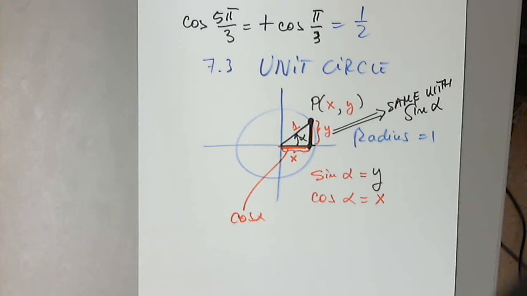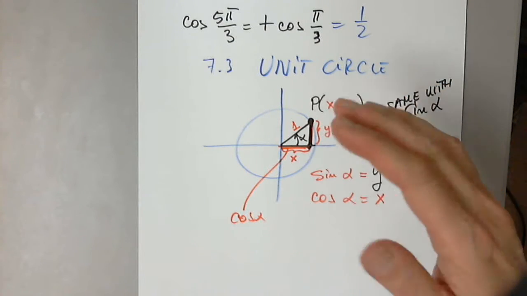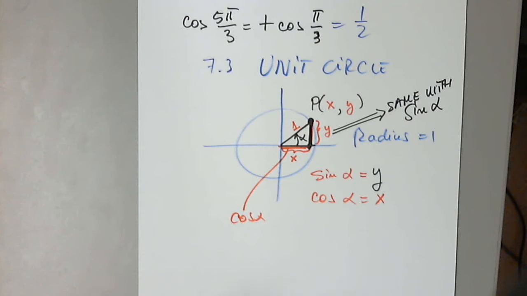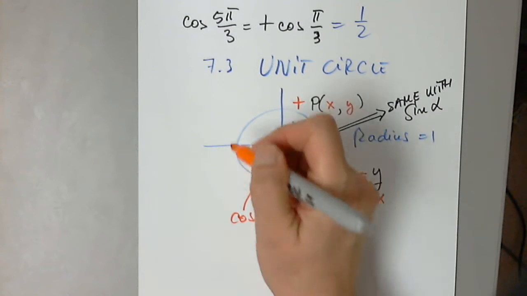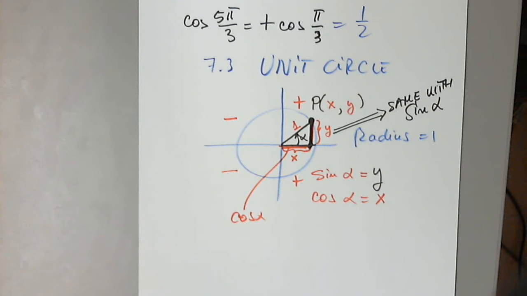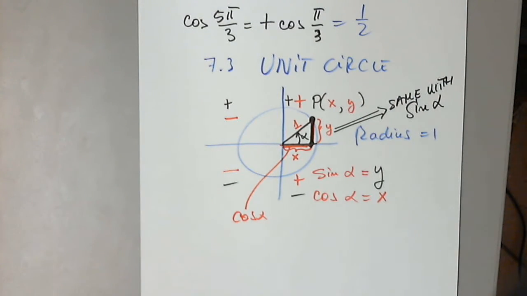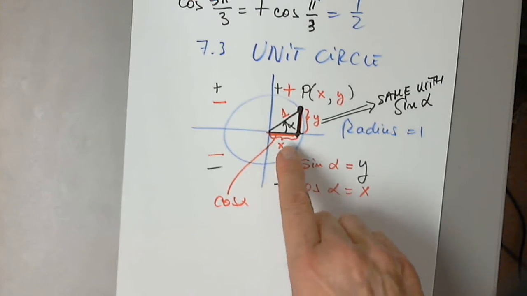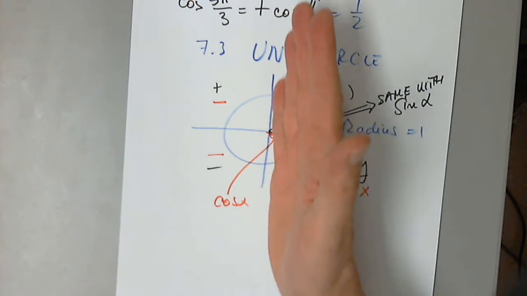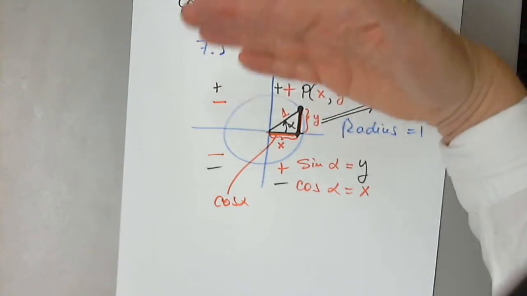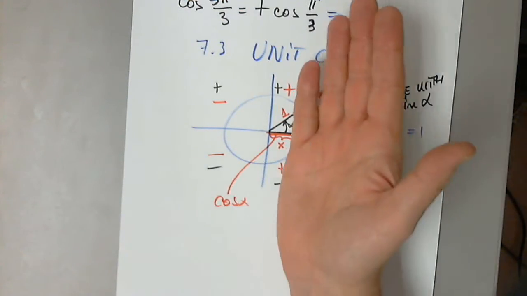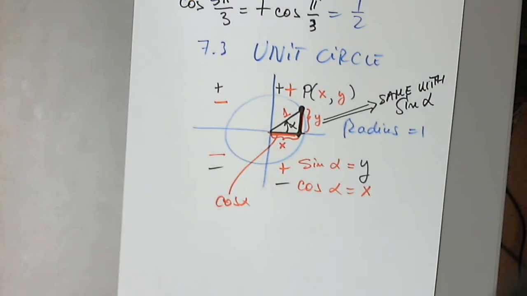That's the reason why, as you know, cosine is positive in these two quadrants and negative in these two quadrants. That's for cosine. And what about sine? So sine is positive at the top and negative in the lower part of the circle. Okay, so cosine is measured on the x-axis, sine is measured on the y-axis. That's why sine is positive here and negative here, and cosine is positive here and negative here.